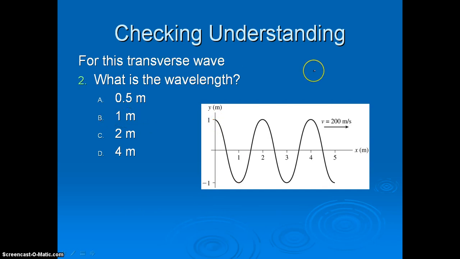Okay, next question. What is the wavelength? Go ahead and pause, give it a try. Okay, in this case, when we're looking at wavelength, we pick two of the same point. So maybe I'll pick the tippy top and the tippy top. And here is 2 meters. Here is 4 meters. So the distance between those then is 2 meters. Okay, let's keep going.